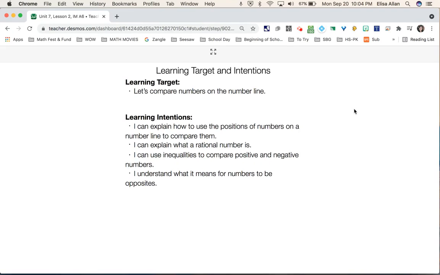All right, so here we are looking at Unit 7, Lesson 2, and our learning target for this lesson is to compare numbers on the number line. We have 4 intentions for this lesson. One is to explain how to use the positions of numbers on a number line to compare them, to explain what a rational number is, to use inequalities to compare positive and negative numbers, and to understand what it means for numbers to be opposites.